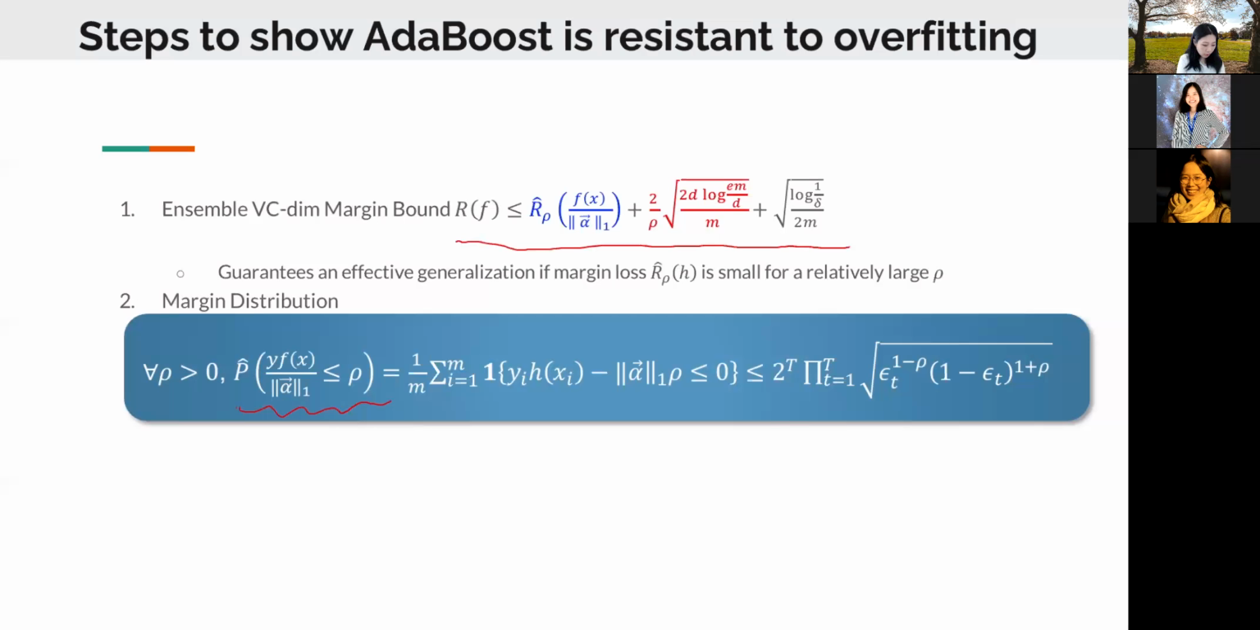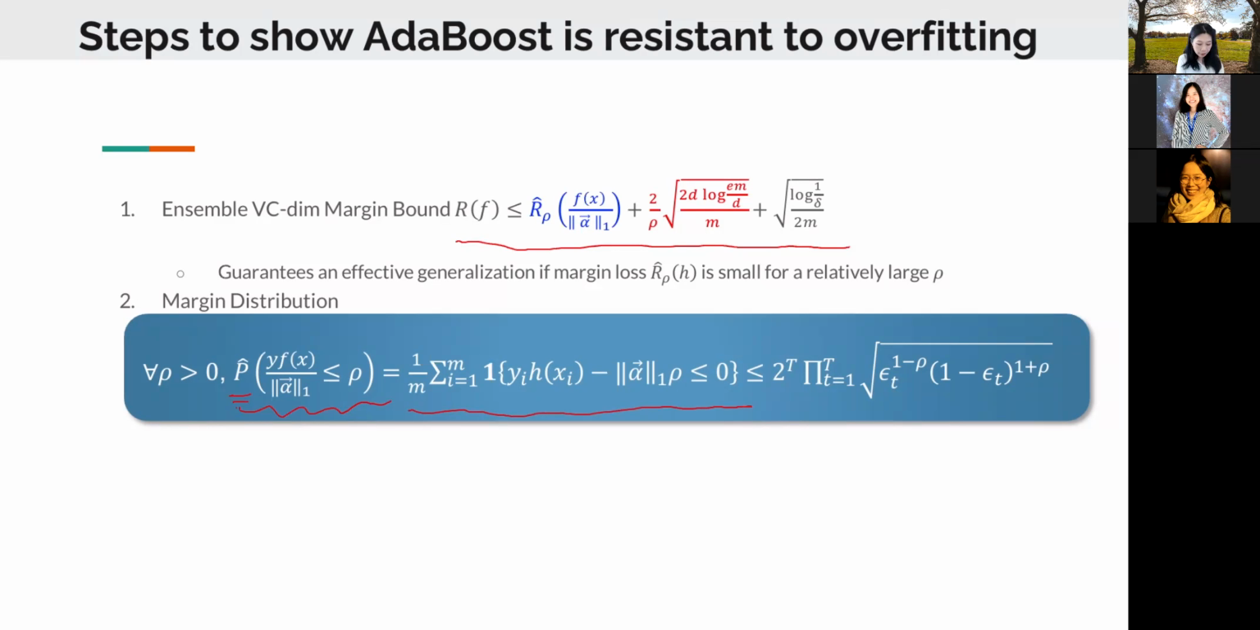So let's continue. The margin distribution here, I don't want to call it a distribution. I really wanted to say this is the fraction of training examples that have an L1 margin smaller than or equal to rho. Simply that. And it can be expanded as the summation of this indicator function over all training examples divided by m.